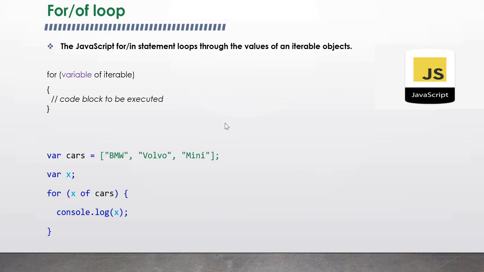So what is the for of loop? In JavaScript it should be for of loop, not the for in loop. The for of statement loops through the values of an iterable object. It means for of lets you loop over data structures that are iterable, that are traversable, such as array, string, maps, NodeList, and more.